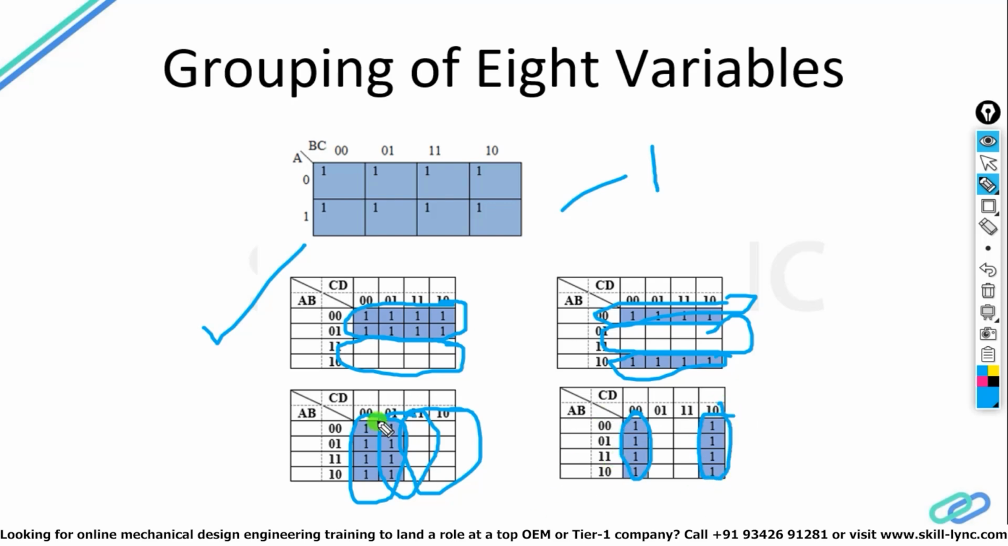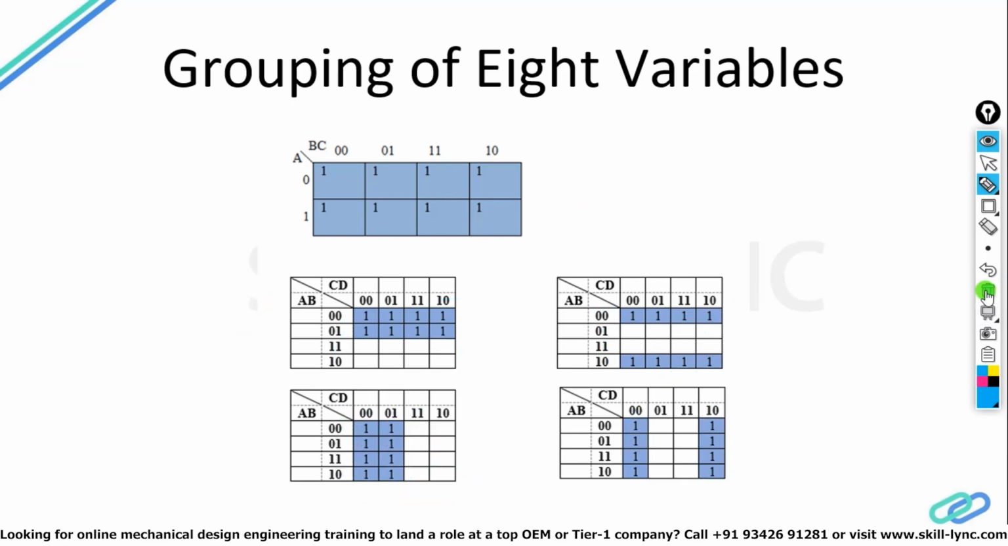But here also we can't say that if ones are placed in such and such manner, you can make a pair. No, we cannot make a pair of diagonally placed ones. We have to make a pair of vertically aligned, horizontally aligned, corner wise, center wise, all are allowed, but diagonal pairs are not allowed. This is the case of grouping of 8 variables.